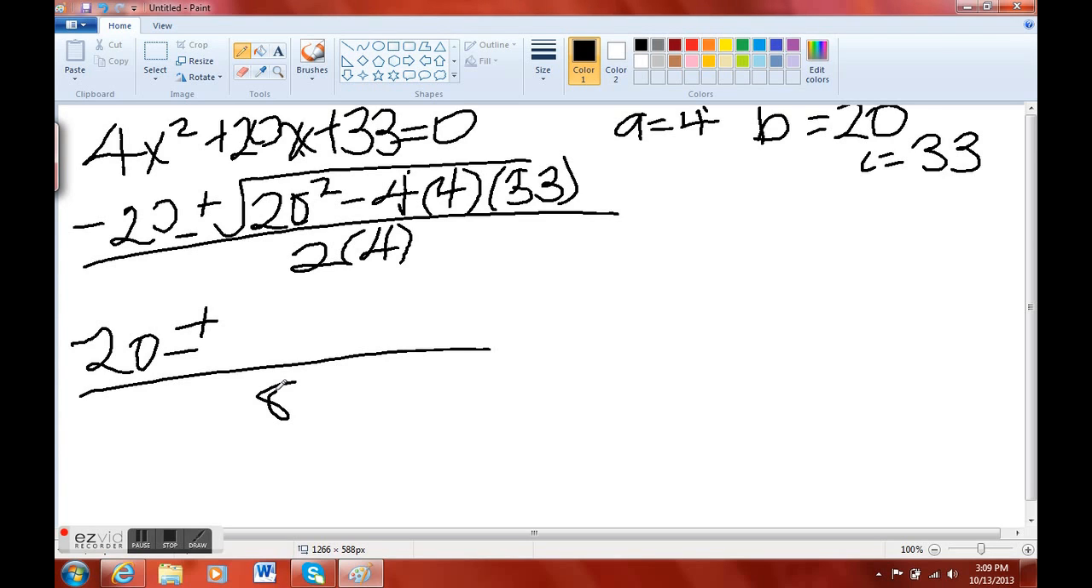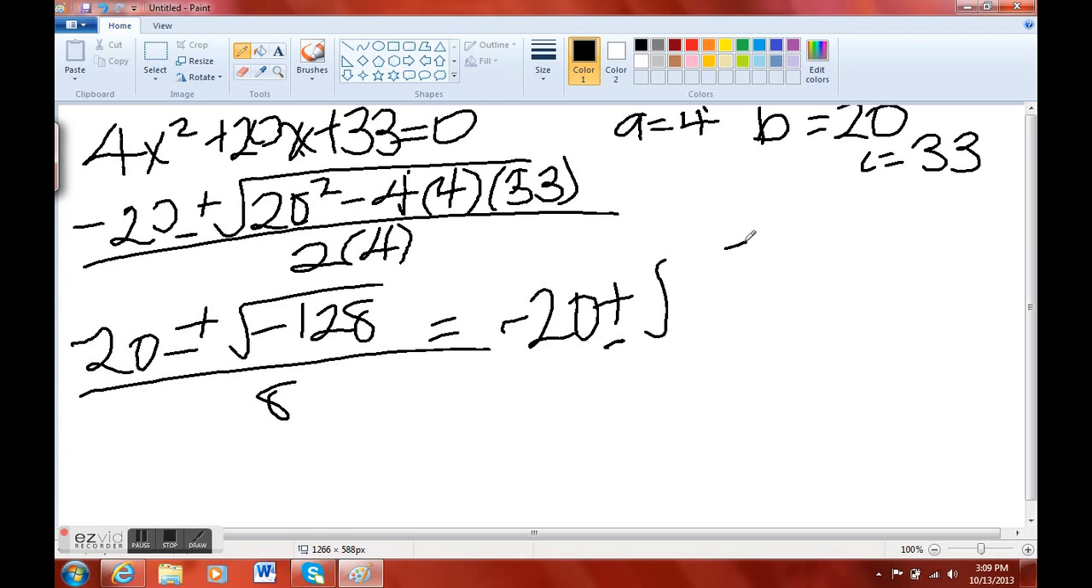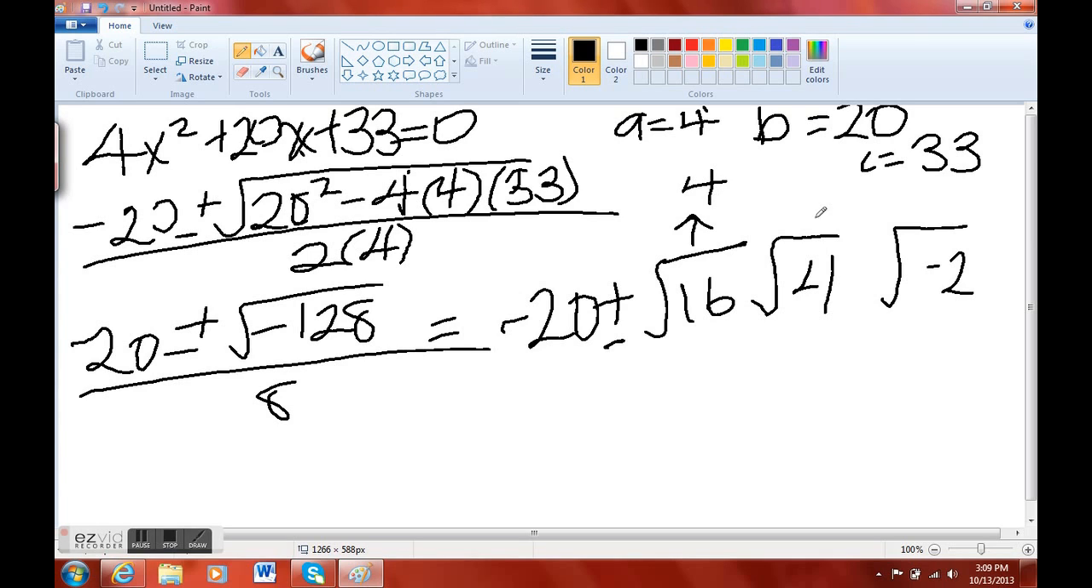Now, here, I go a little bit fast, so listen. I just simplified the problem out, because -128 could be divided by 16, which would be 8, which could further be divided by 4. So 16 times 4 times 2 is 128. So I just simplified it. I told you, go as far as you can. Square root of 16 is 4. Square root of 4 is 2. So 4 times 2 is 8, which is where this 8 comes from.